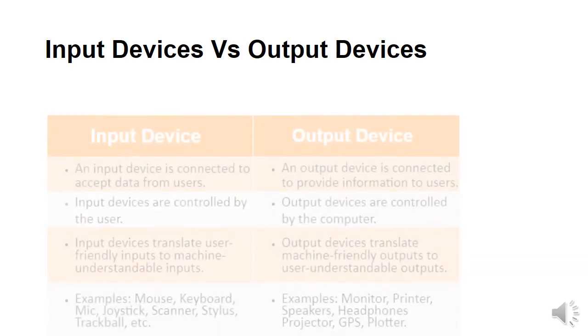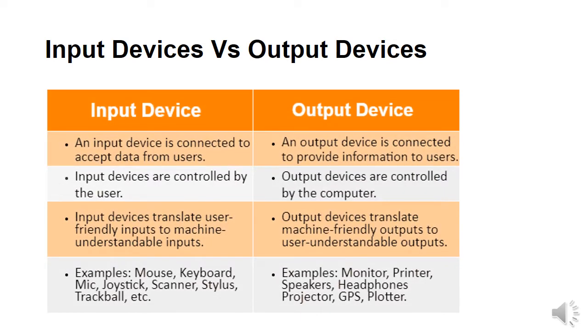Apart from output, the computer peripherals are classified into two main categories, which are input devices and output devices. What is really the difference between input and output devices?